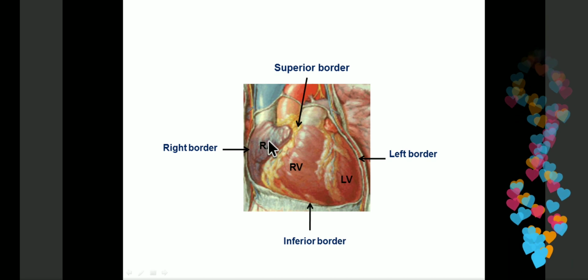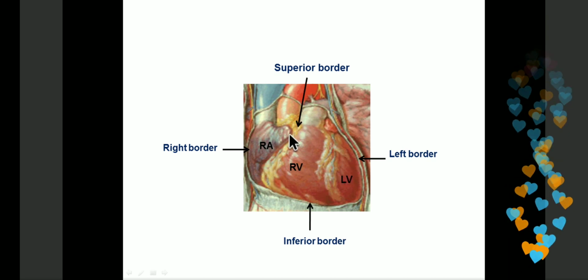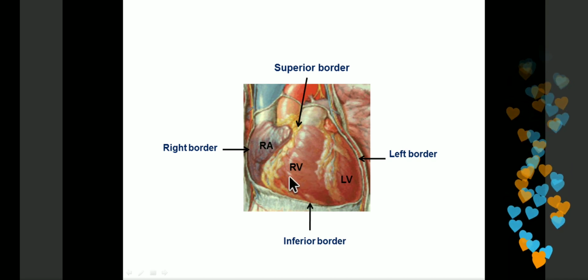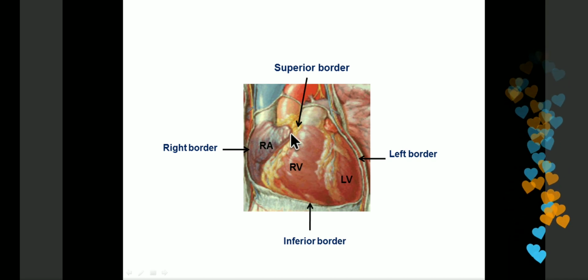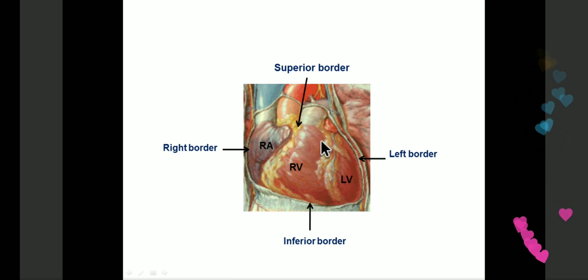The sternocostal surface is lying in relation with the sternum and the left costal cartilages, etc. Once we remove the sternum and the costal cartilages, this is what we can see after removing the pericardium.